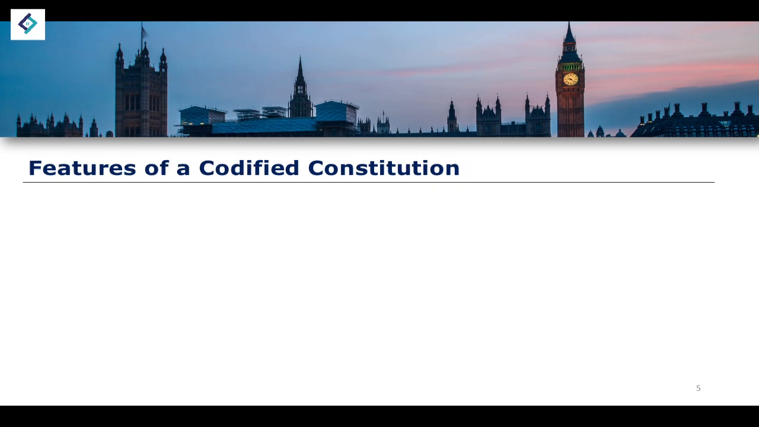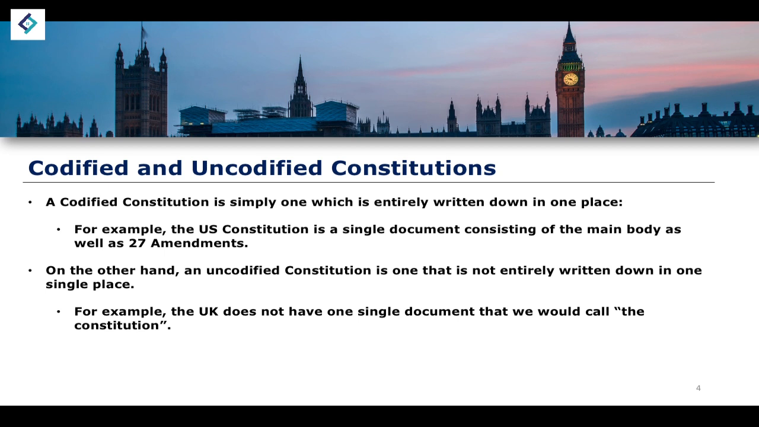Now, one thing that needs to be noted is that the difference between codified and uncodified is not synonymous with the difference between written and unwritten. A codified constitution cannot be defined as a written constitution, and equally an uncodified constitution cannot be described as an unwritten constitution. And this is because when we talk about written and unwritten, we are referring to different things essentially. So an uncodified constitution may still be written down in certain parts, but the thing that makes it different to a codified constitution is that it is not written down in one single place.